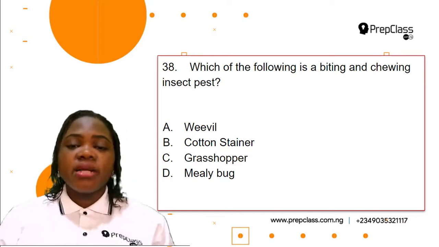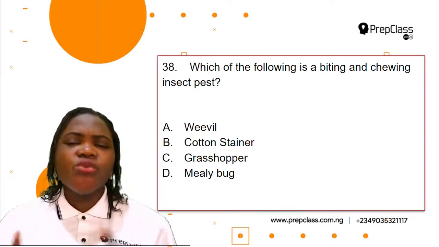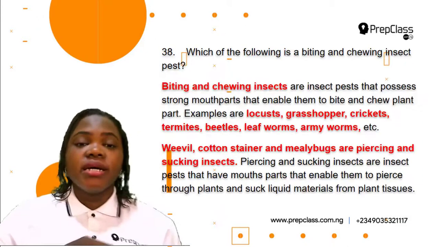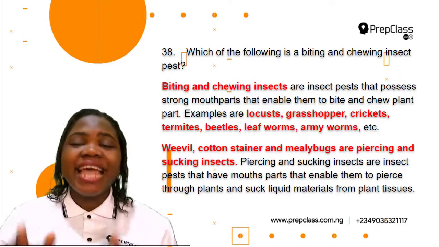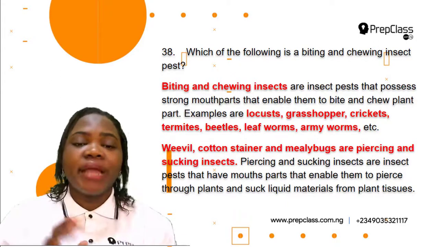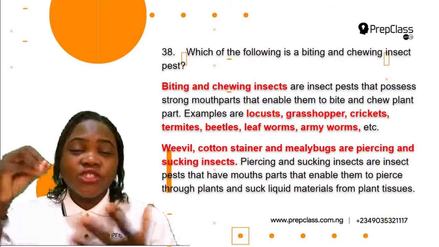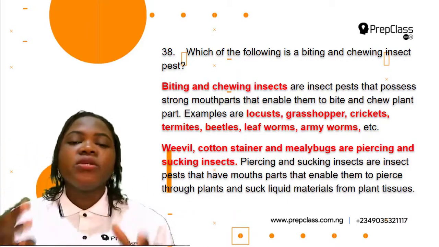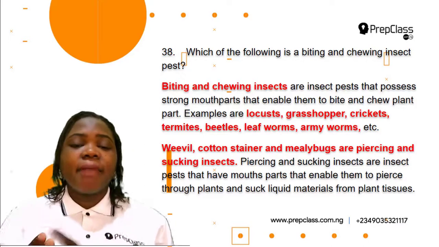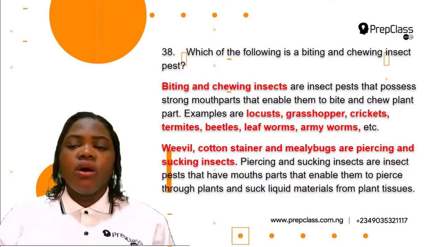A, weevil. B, cotton stainer. C, grasshopper. D, mealybug. For us to be able to answer this question, we need to find out what a biting and chewing insect pest means. Biting and chewing insects are insect pests that possess strong mouth parts that enable them to bite and chew plant parts. Examples of biting and chewing insects are locusts, grasshoppers, crickets, termites, beetles, leafworms, armyworms, and some others.